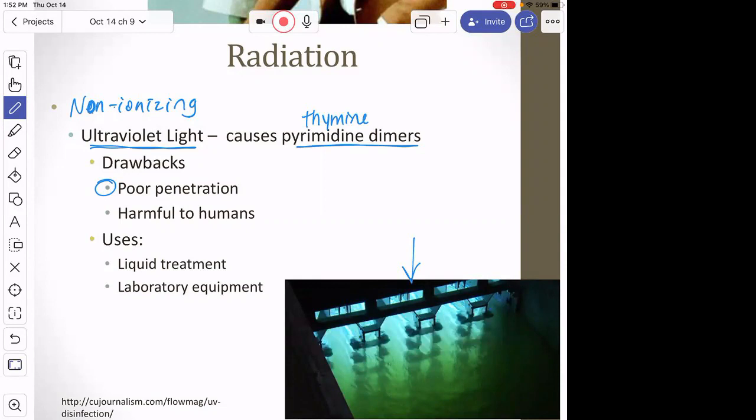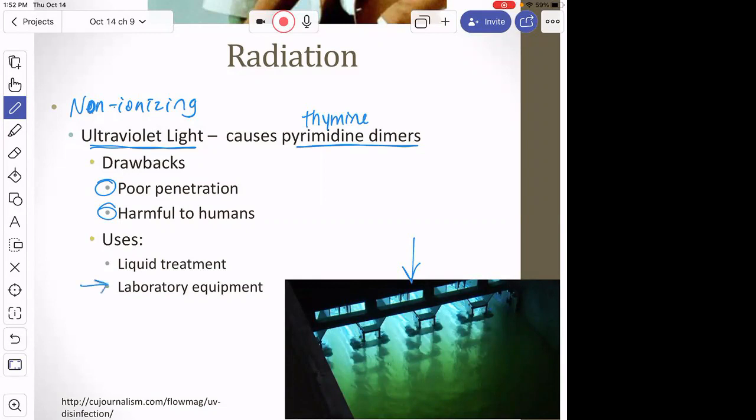Now UV light is harmful to humans as well. Especially if we look right into the bulb, that's going to be bad for our eyes. It can cause sunburn, it can cause skin cancer. So we can't be exposed to it directly, but it has its applications.